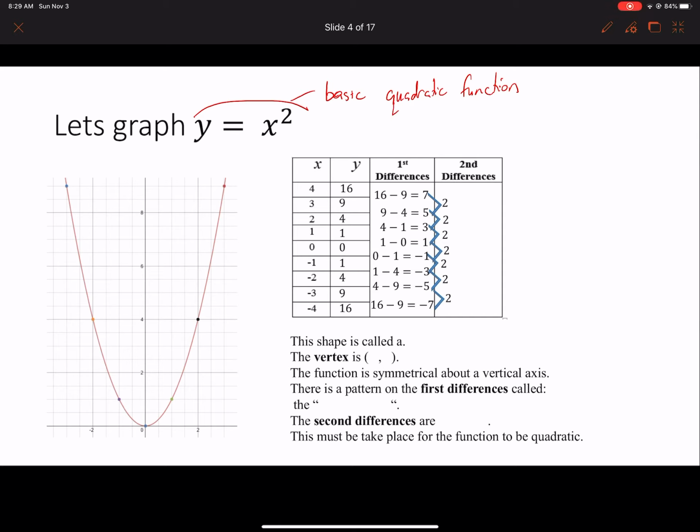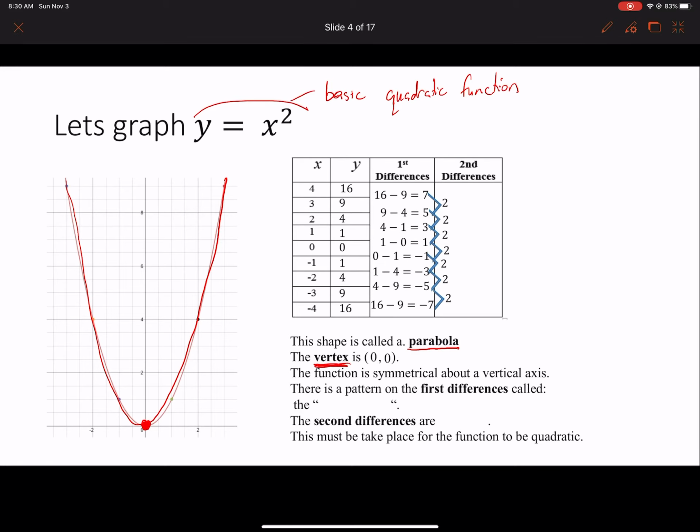And that previous video with the first differences showed you basically the steps. So let's go over this. What is this shape called right here? This shape is called a parabola. When we talk about the vertex, every parabola has a vertex, and every quadratic equation has a vertex. In this case, the vertex is this edge right there. The vertex is, in this case, 0, 0.